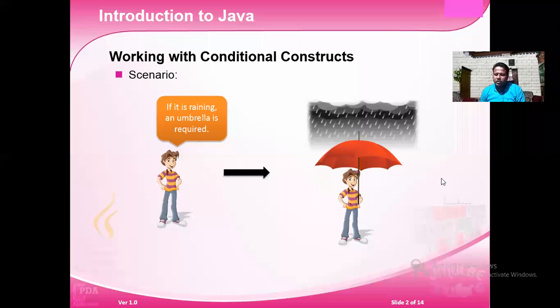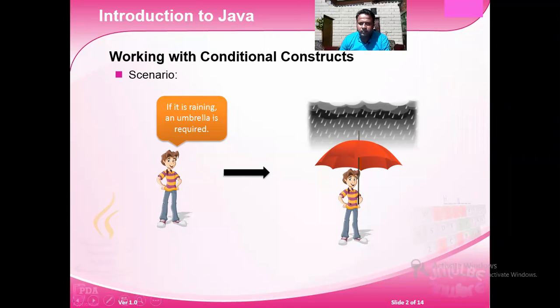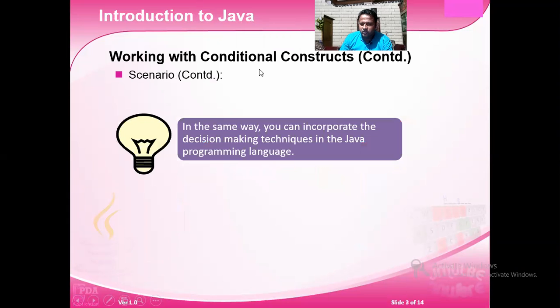So we start with the conditional construct. In a conditional construct, if you see this scenario: if it is raining, an umbrella is required. So if there is rain, then an umbrella is required. In this same way, you can incorporate the decision making technique in the programming language.